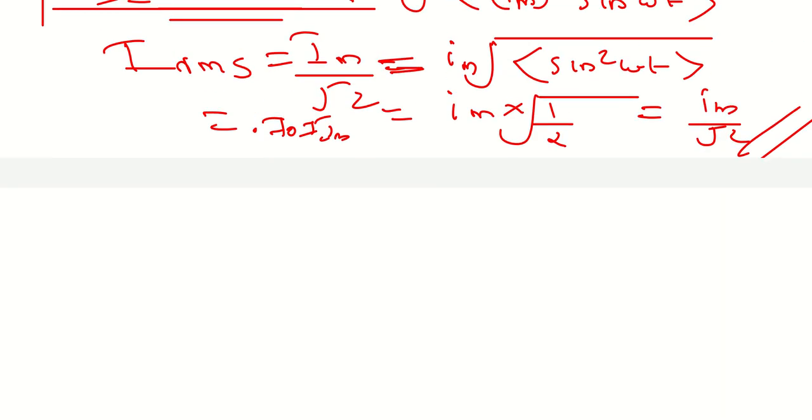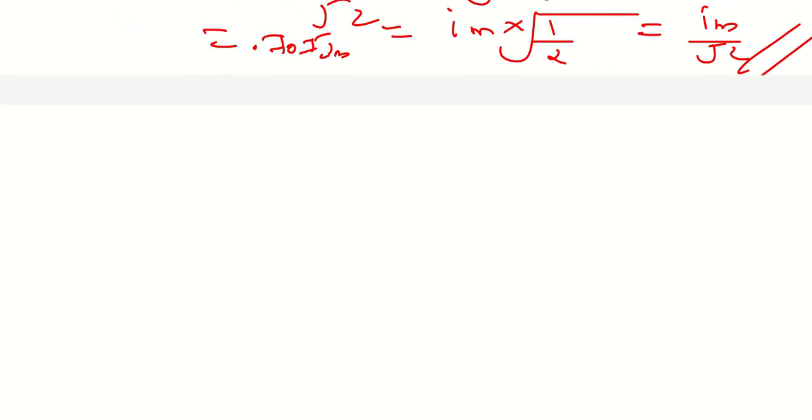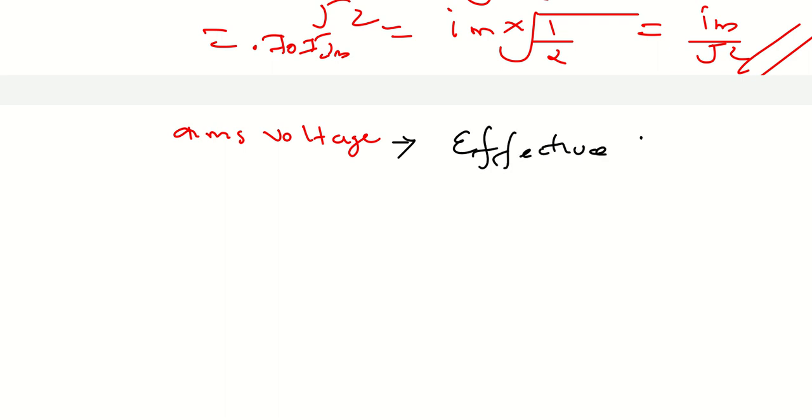So you understood about these things. So you know what is meant by IRMS. Similarly, we can write what is meant by RMS voltage. Okay, so now we have to change that marker color. It is also called the effective voltage. VRMS, you should know, is Vm by root 2.